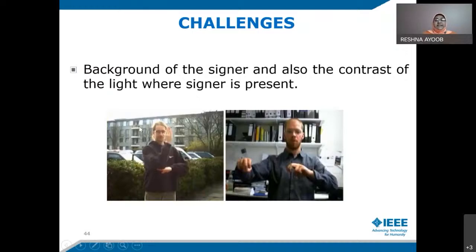And here see the lighting conditions. Here it is very bright, and here it is inside the room. So the contrast between background and the light will be a challenge. So we have to remove this one. Here in this, these positions are dark. Here also some positions are dark. So we can't identify correctly. So the position of the light will also affect the sign language recognition.